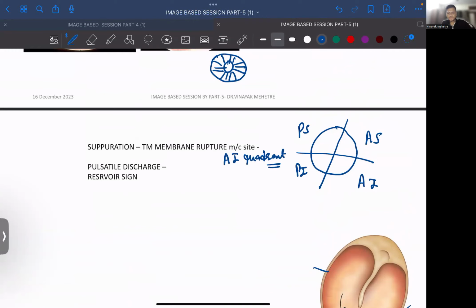So what will happen? There will be pulsatile discharge. There is no air inside anymore. Reason? The eustachian tube is blocked. So some pus will go out, some air will come inside, some pus will go out, air will come inside. This gives a pulsation-type discharge. This is what we call pulsatile discharge.